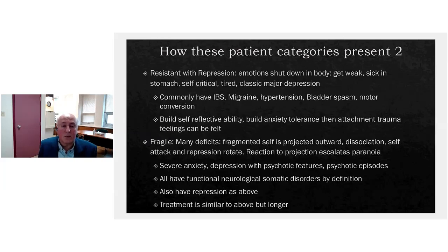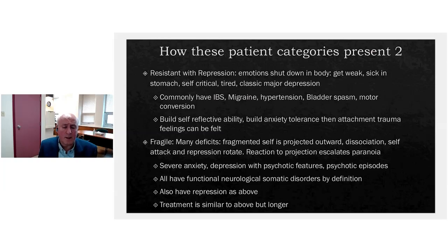The third, this repression group I described, with those groups, they need capacity to isolate affect, to be able to observe their body responses, to be able to tolerate anxiety, and then gradually their underlying attachment feelings come up in treatment. So first is building that reflective capacity. They, by the way, can present with a classic major depressive process with exhaustion and shutdown. And they have this very tired body, chronic irritable bowel, chronic migraine, as well as some hypertension and bladder spasm. And they can also have conversion.